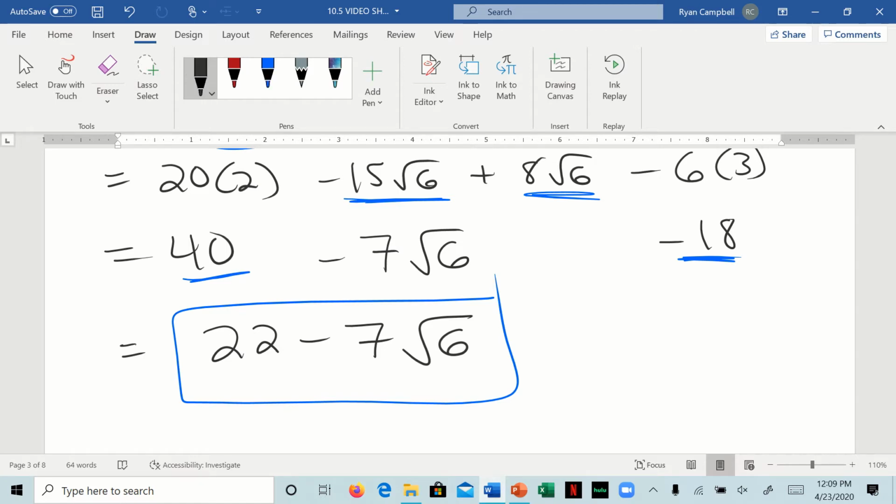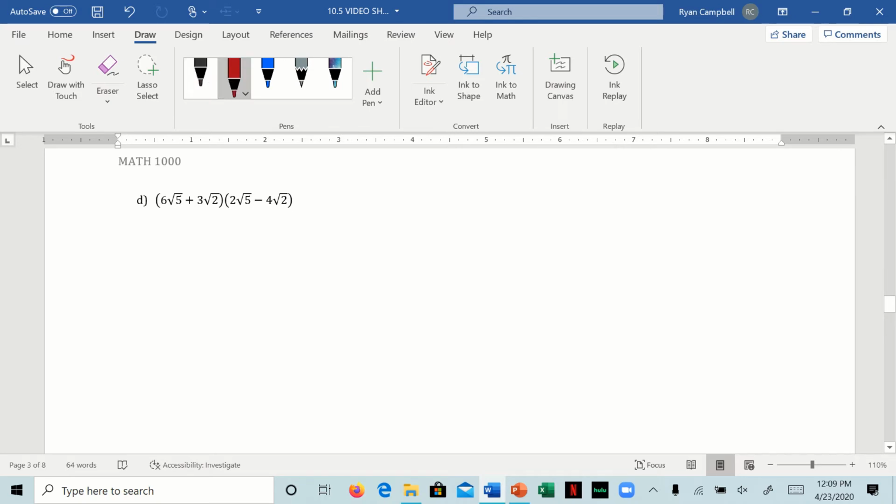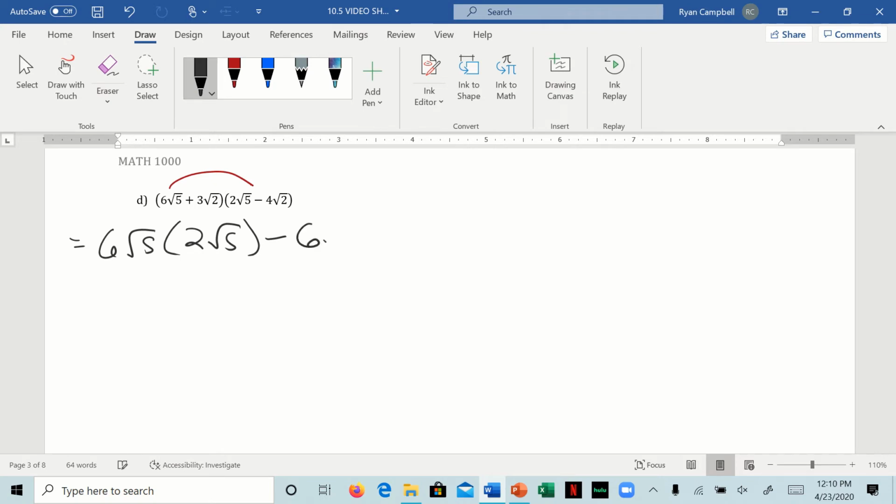Part D. So just do the exact same thing, right? So we take 6 square root of 5 and multiply it by the two terms. We can do it that way. And then we take 3 square root of 2, multiply it by both terms.